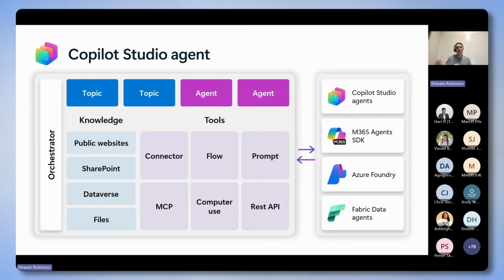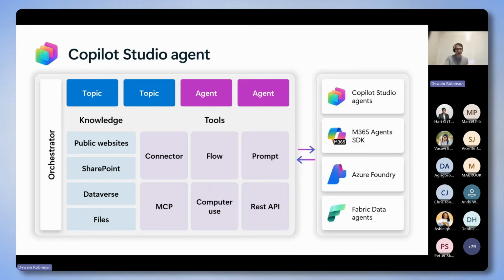But we also have this concept of a connected agent. The connected agent is these things to the right, which is outside of my actual implementation. It is a completely separate service that I want to pull in. And this is where we can connect to Copilot Studio agents. We can connect to M365 agents built with the SDK, Azure AI Foundry agents, and even Fabric Data agents. Now, some of these have been shipped. Others are on their way to being shipped. So right now, the ones that are released are Copilot Studio agents and Fabric Data agents. The other two are on their way. So that's kind of a roadmap perspective of where we're headed.